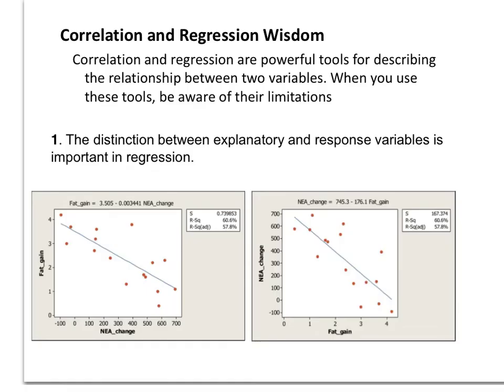Some things you need to be aware of when you're doing correlation and regression. They're powerful tools to show relationships between two variables, usually in a scatter plot, but there are limitations. The distinction between the explanatory and the response variable, the independent and the dependent variable, the x-axis and the y-axis, is very important in regression. It is very important that you put the right variable on the x-axis and the correct variable on the y-axis. Otherwise, you can show relationships that aren't really relationships, and you have to be very careful with that.